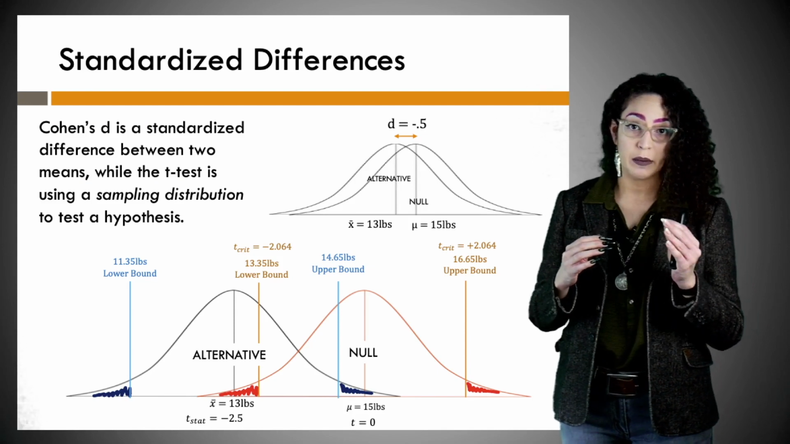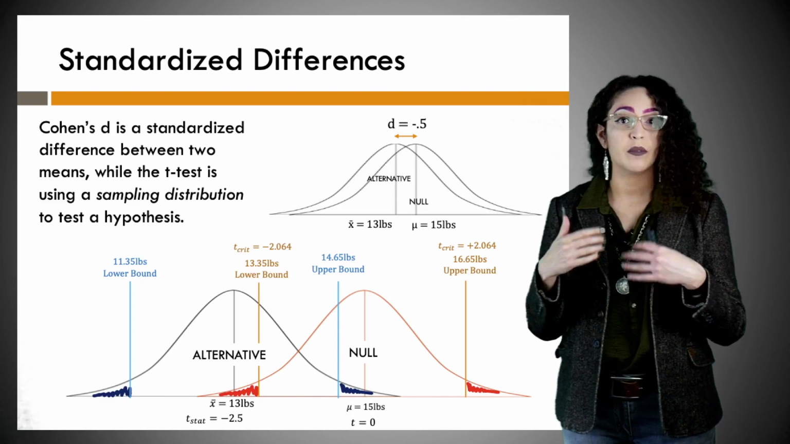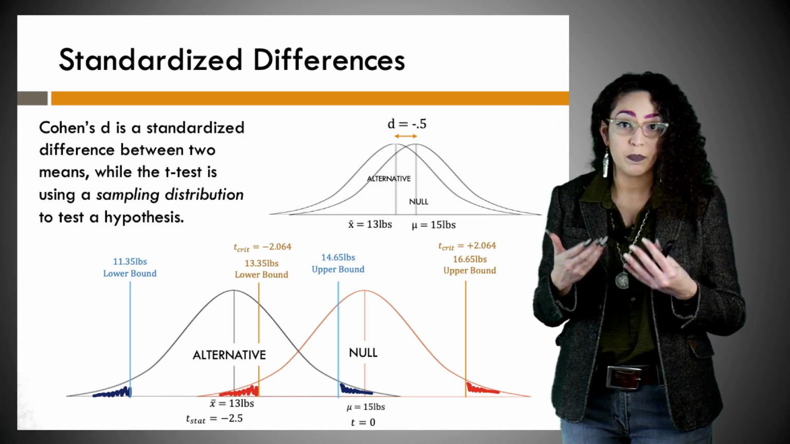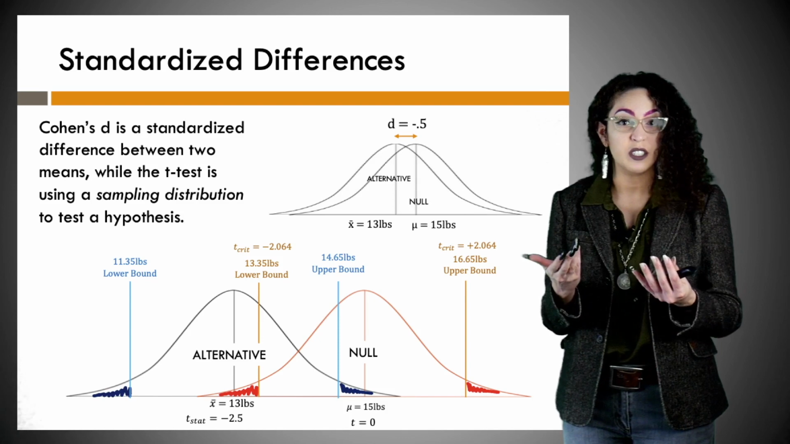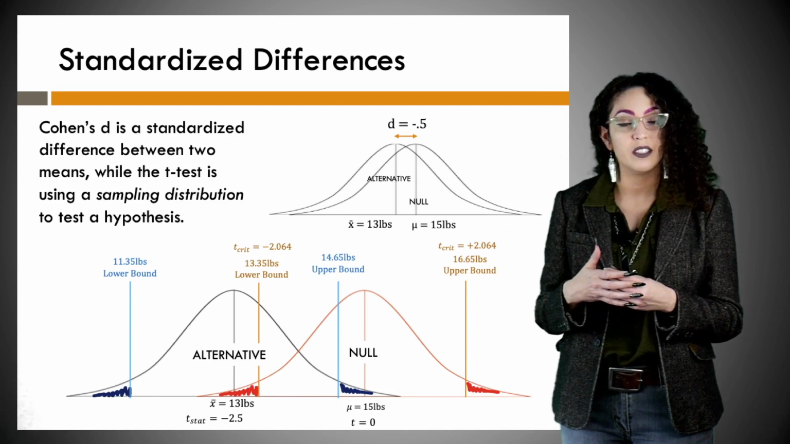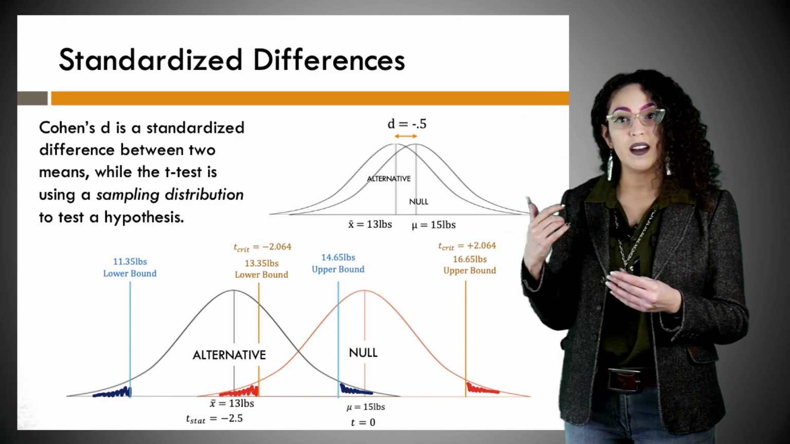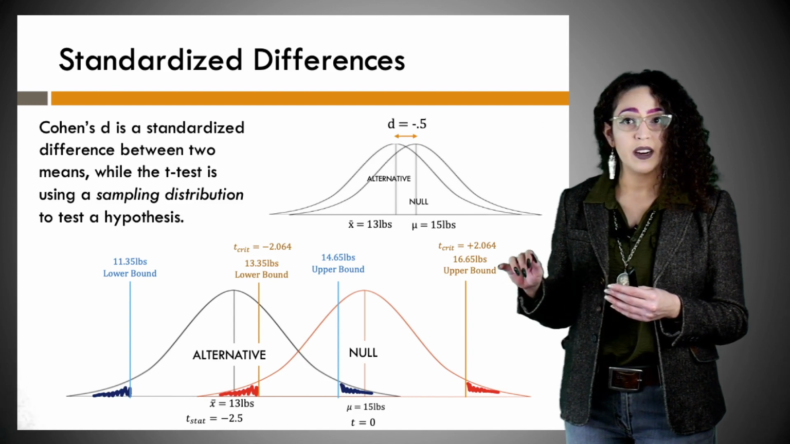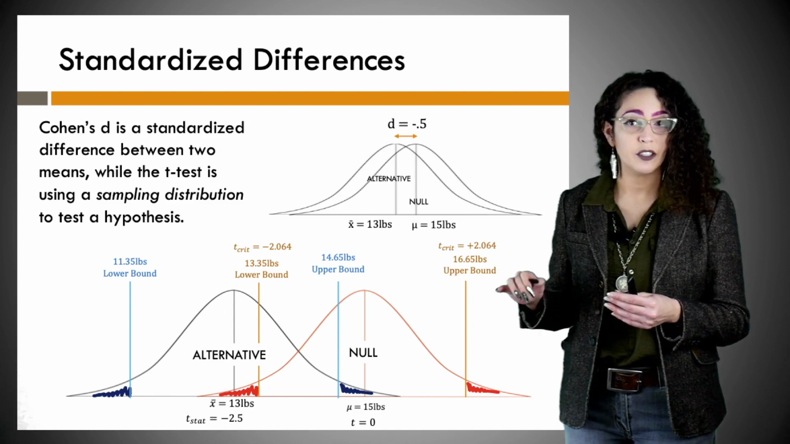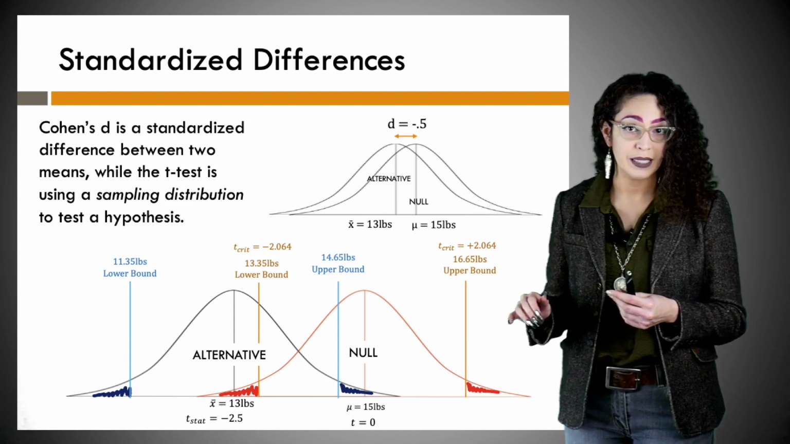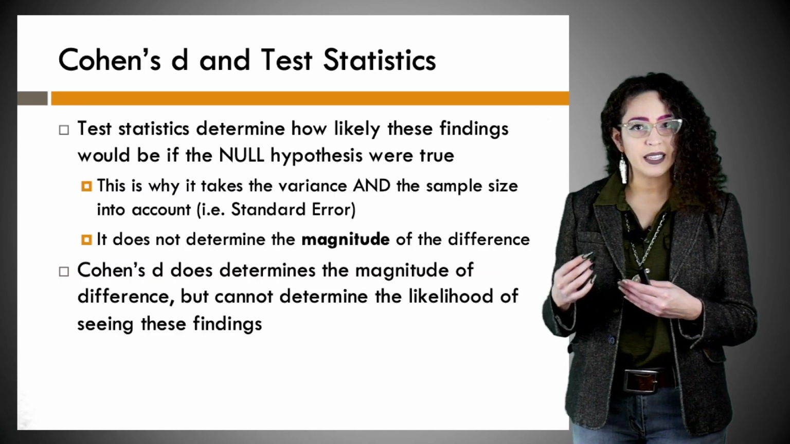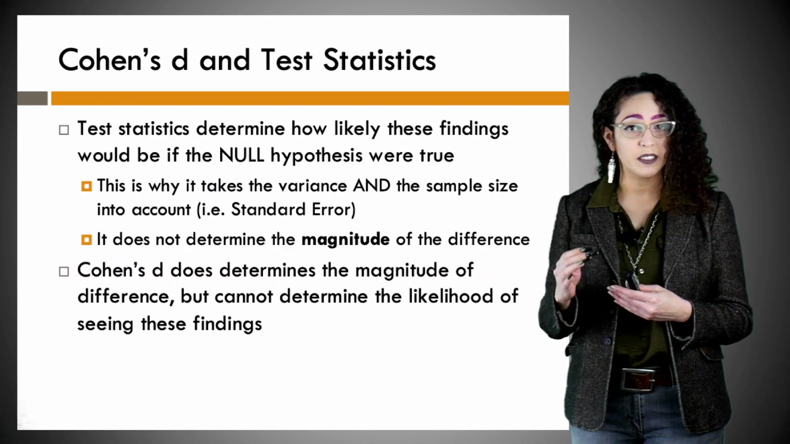So we take mean number 1, mean number 2, subtract them, and then we're going to divide by that standard deviation to basically make it into a z-score, a standardized metric that we can understand and interpret. When we are doing a t-test, we are comparing sampling distributions to test a hypothesis. Test statistics determine how likely these findings would be if the null hypothesis were true.